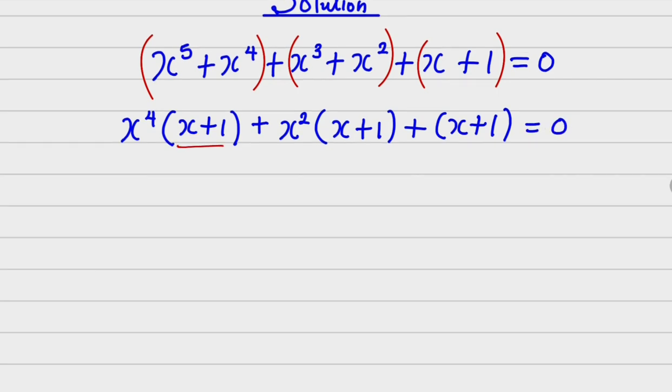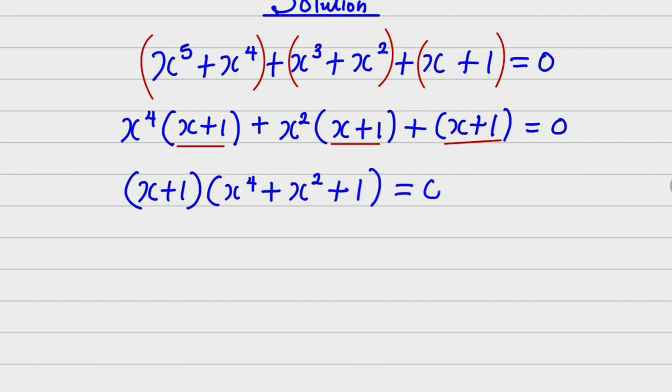Now I have x plus 1 here, x plus 1 and x plus 1. So I'm going to factorize it so that I'm going to have x plus 1. This is going to be x raised to the power 4 plus x squared, then plus 1 is equals to 0. Now I need to solve this question. But let me see if I can factorize this further using a simple trick.